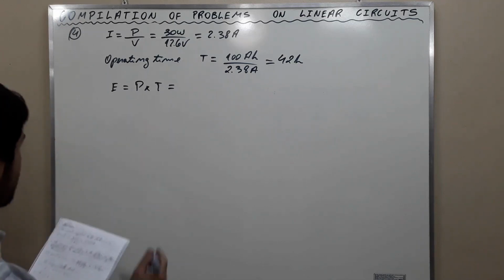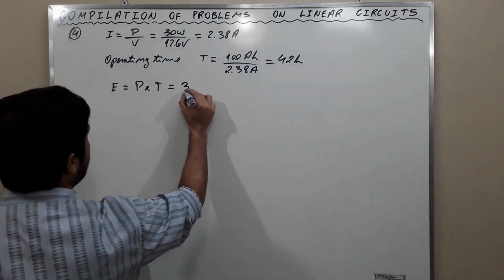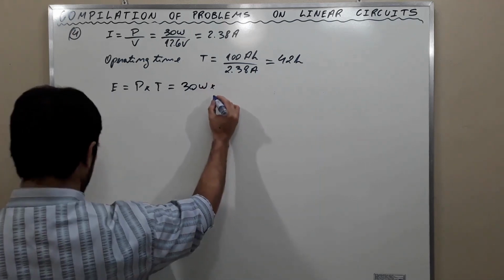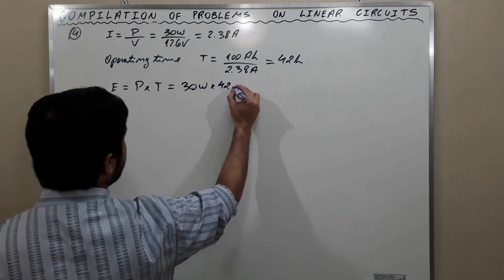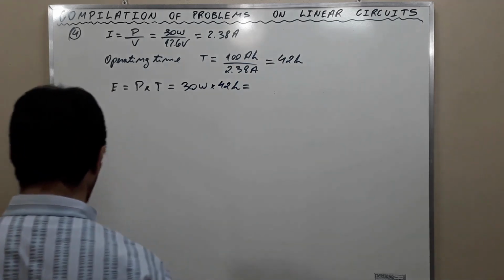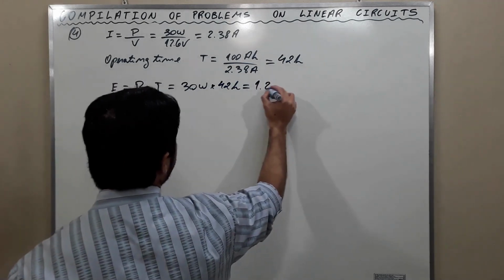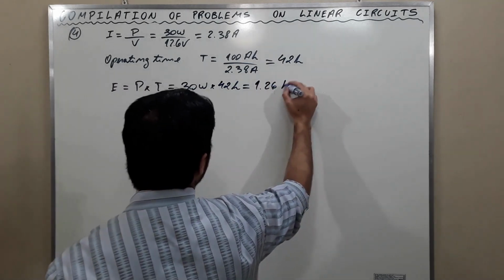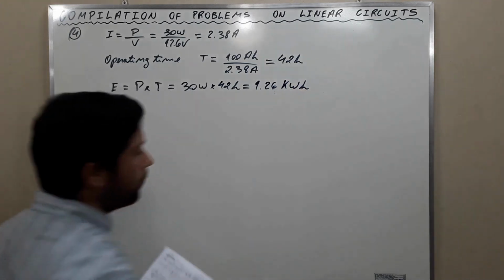Okay? Then it is going to be 30 watts times 42 hours, and this gives 1.26 kilowatt hour.